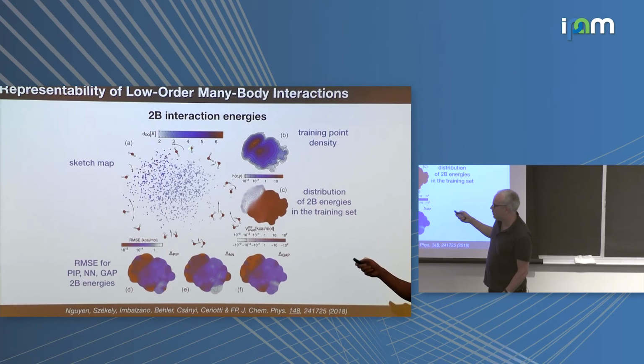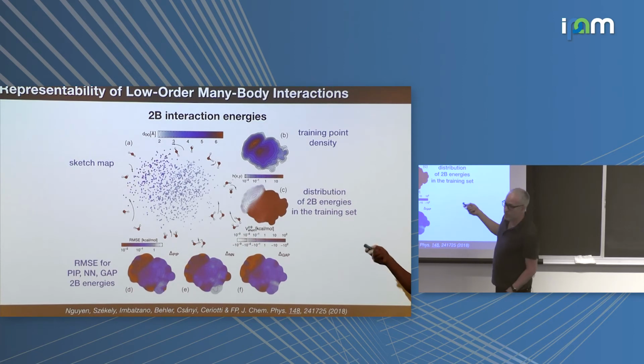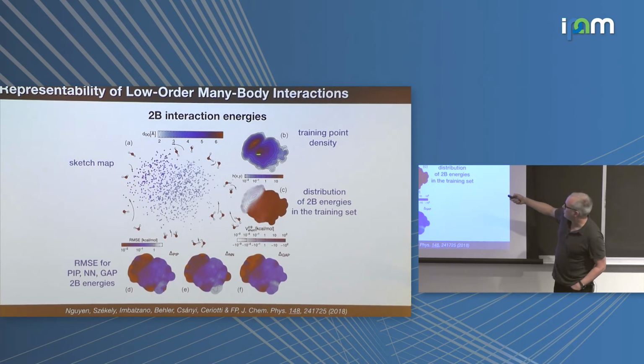These are the distances between the oxygen atoms. You can see there are a lot of points where we are in the minimum energy region of the interactions here. If you look at the density, obviously I have a lot of density. The energy is very attractive in this region, more repulsive up here.